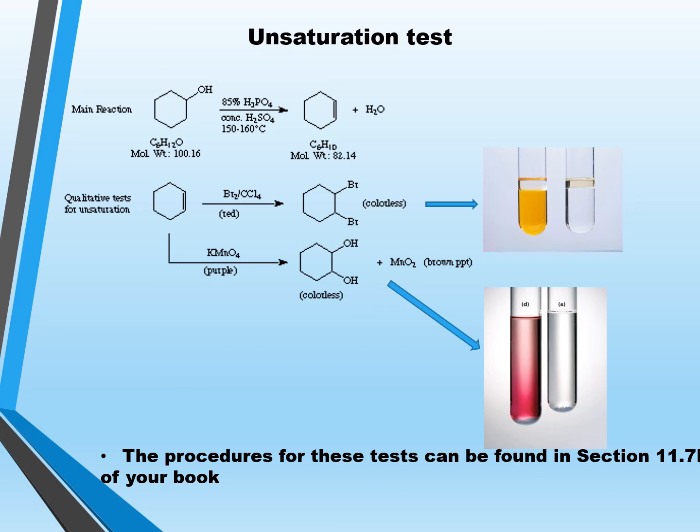So the actual reaction is, when we react bromine in carbon tetrachloride with cyclohexene, 1,2-dibromocyclohexane will be formed, whereas when we react it with potassium permanganate, an alcohol functional group having 2 hydroxy groups will be formed. Again, try to find the procedure for these qualitative tests in your textbook.